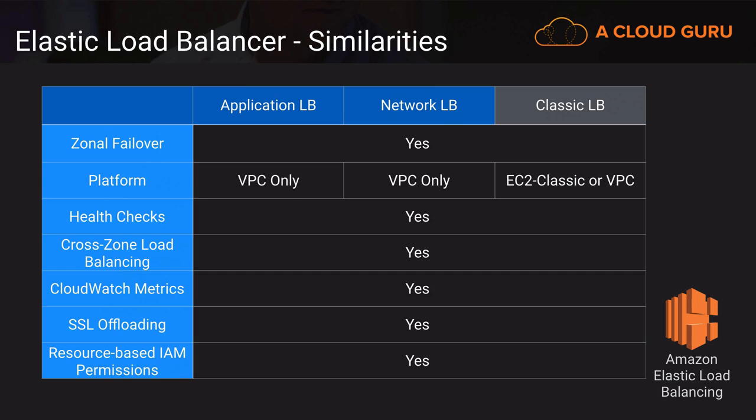Now, all the load balancers have health checks, and they can balance loads across zones. They also have plenty of CloudWatch metrics, and they can also now terminate SSL connections. Previously, only the application load balancer could terminate those connections, but now the NLB has TLS support, so it can now do those terminations as well. And all the load balancers have resource-based IAM permissions, so you can define certain IAM permissions for users and roles and resources that can access or do stuff to those load balancers.